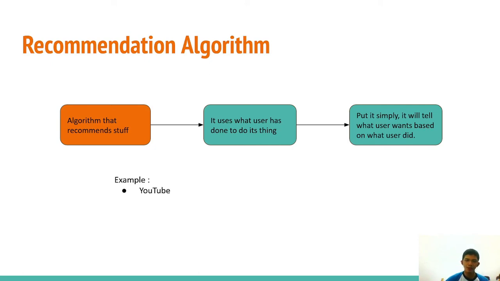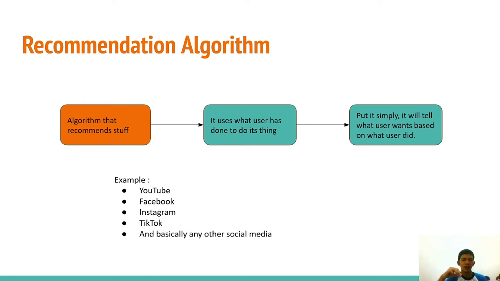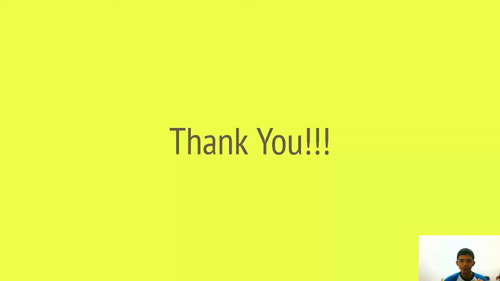Examples of recommendation algorithms are YouTube, Facebook, Instagram, TikTok, and basically any other social media. Let me give you one example. Say on YouTube, you are currently learning programming, learning how to code, how to make a game. The next time you open YouTube, you will get so many videos that tell you how to do programming 101, and so on. That's what the recommendation algorithm is, or at least that's the culprit of that thing.